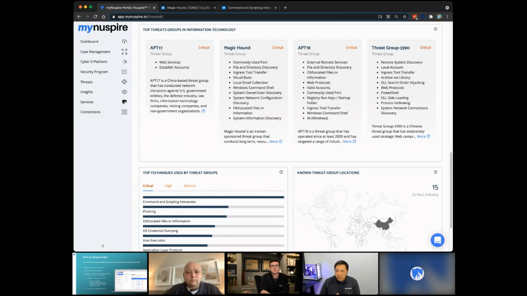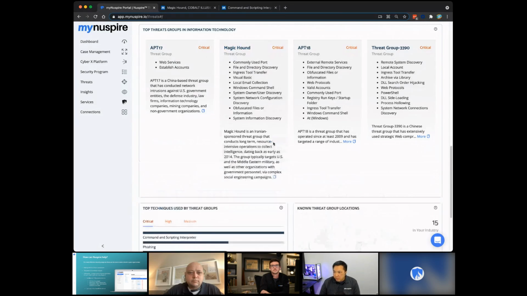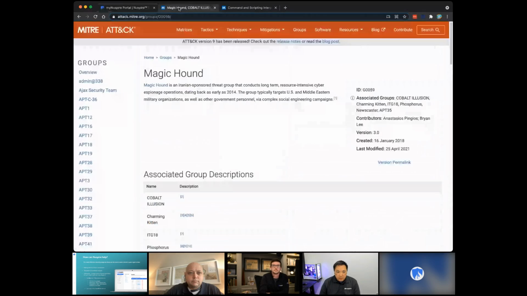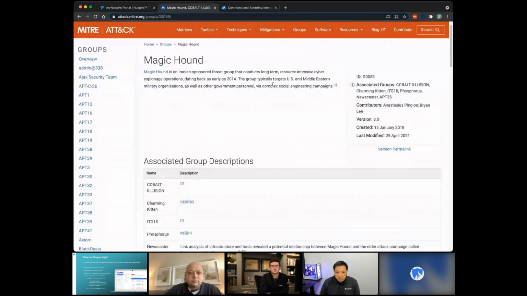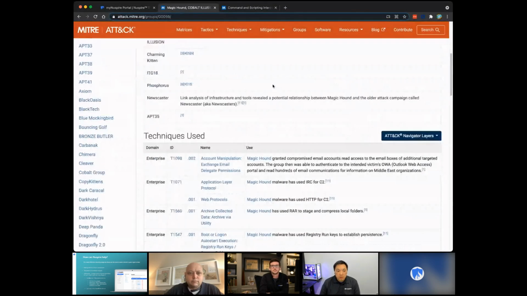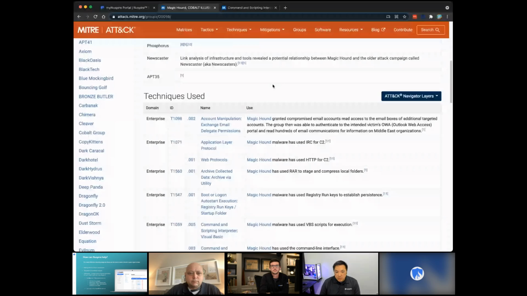For example, if we take a look at Magic Hound, right, that's a critical group. They're known to attack the information technology sector. We have some details of how they're doing it. And if we wanted to take a deeper look, we could click on the link, head straight over to the source of this data. And that's MITRE. And MITRE has all this information broken down, has the techniques being used.